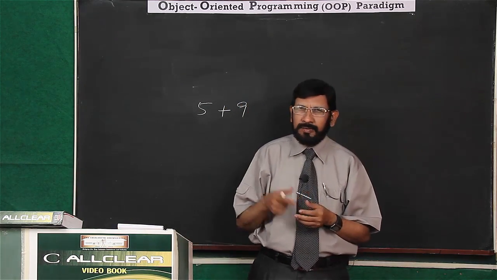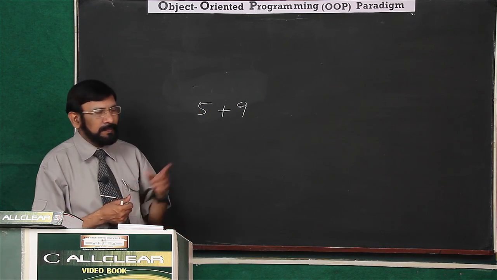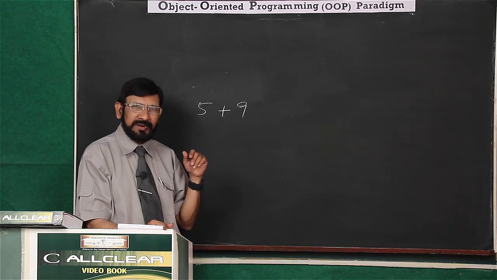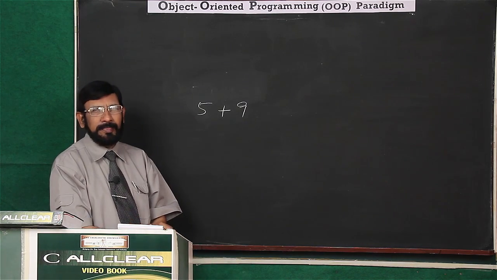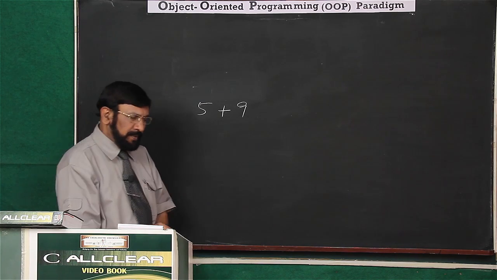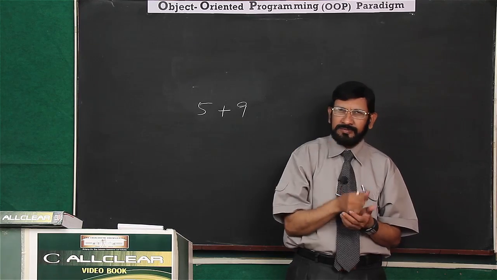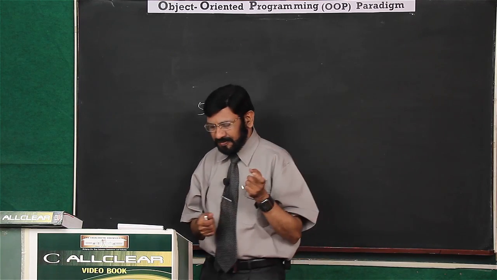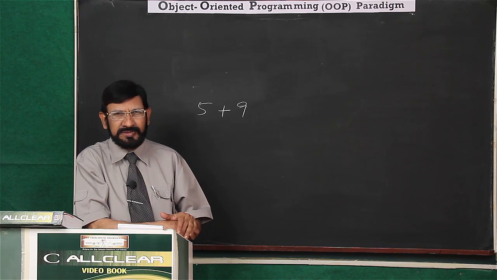Why? For the sake of data, for the sake of 5 and 9, plus was created, the function was created. For the sake of function, data is not created. That point you have to understand. But in function oriented programming, as the name itself represents, function is superior. That is the basic deficiency in that.